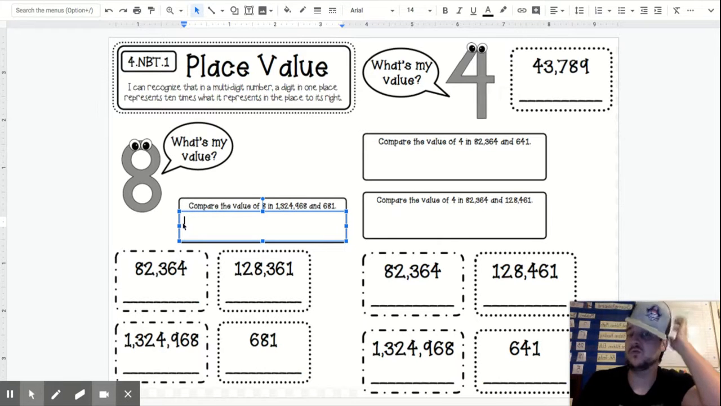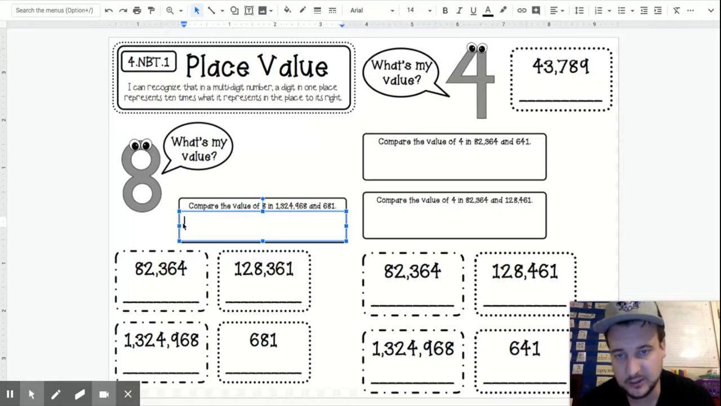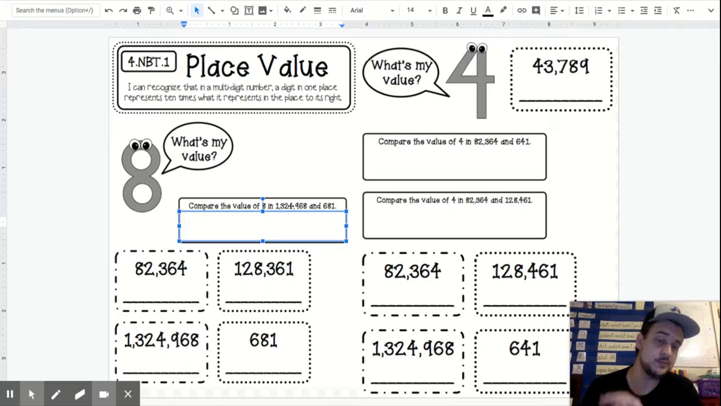So when we see 1,324,968, we think, whoa, that's huge. And 681, wow, that's little compared to that one. If we're talking about the whole number, you're exactly right. But we're not. It says compare the value of the 8, the digit 8.